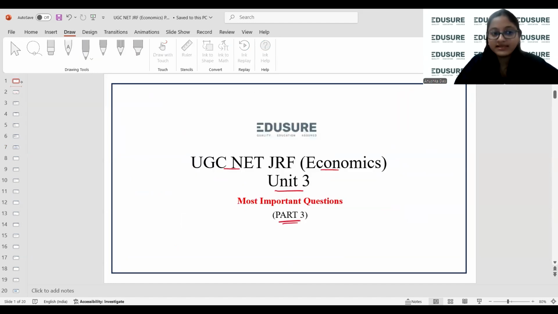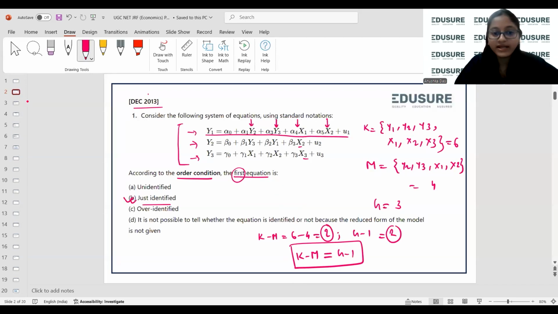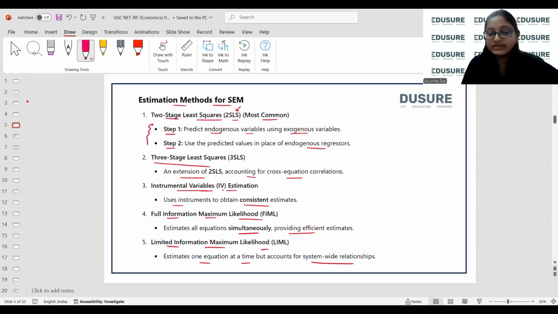I hope this process is clear. Now, as your homework, I want you to find out what it will be, according to the order condition, for equation 2 and equation 3. Please do this and let me know in the comment section what you get, right? It will give you a good revision. I hope you got the process.